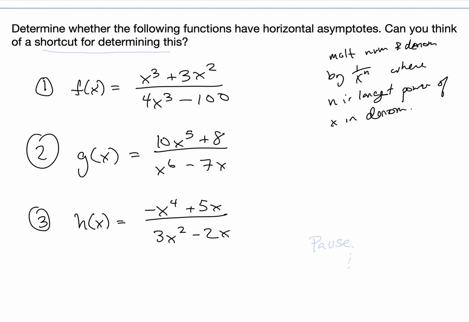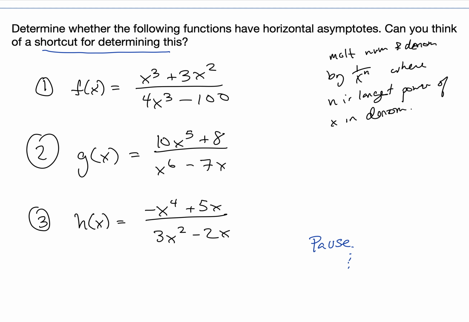But I'd also like you to think about, as you're working on these, as you're trying to find solutions for each of these, is there an even better shortcut for finding these limits as x goes to infinity for these rational functions? So try these and keep that idea of hunting for a shortcut in mind. Pause the video and try these out. We'll talk about them in just a moment.